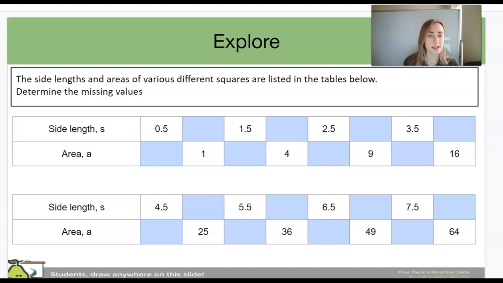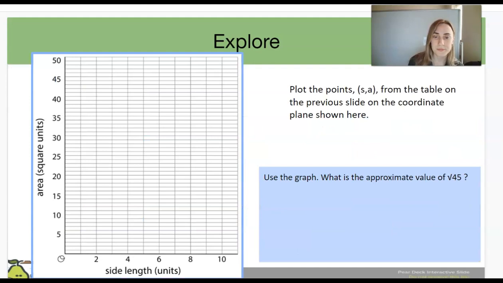So we're back at our Explore slide C, and if you've decided what you think all of the areas are based on the side lengths and all of the side lengths are based on the areas, we're going to look on slide D, and now we're going to actually plot the points. So we're looking at this graph for a relationship between the side lengths and the area in square units. So our side length is going to be our x, our independent variable, and the area is going to be our output or our dependent variable, or y. So plot those points based on the previous slide.